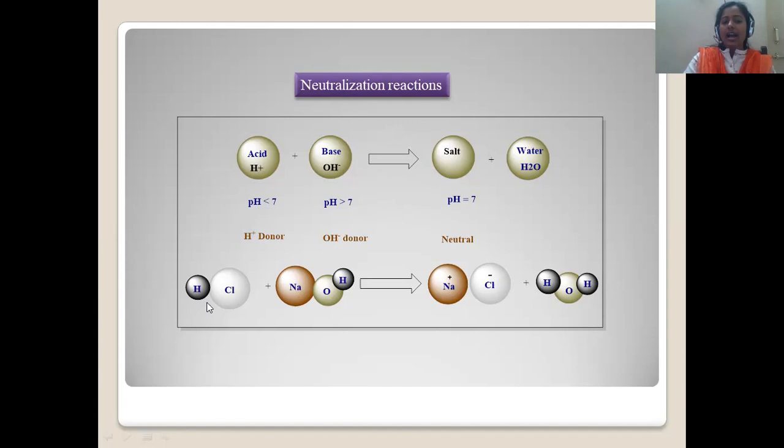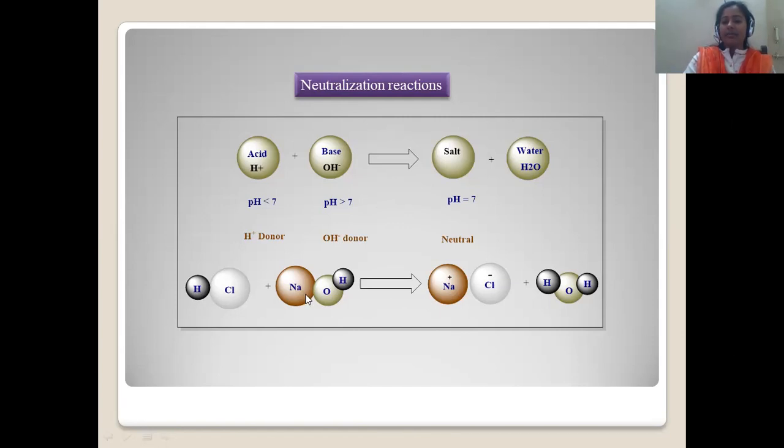When we are taking hydrochloric acid, HCl is called hydrochloric acid. It is a familiar compound that liberates H plus ion. Hence we can say it is an acidic compound. Sodium hydroxide is a base where free hydroxide ions, free OH minus ions, are released into the water. Hence you can say it is an alkaline or basic substance.